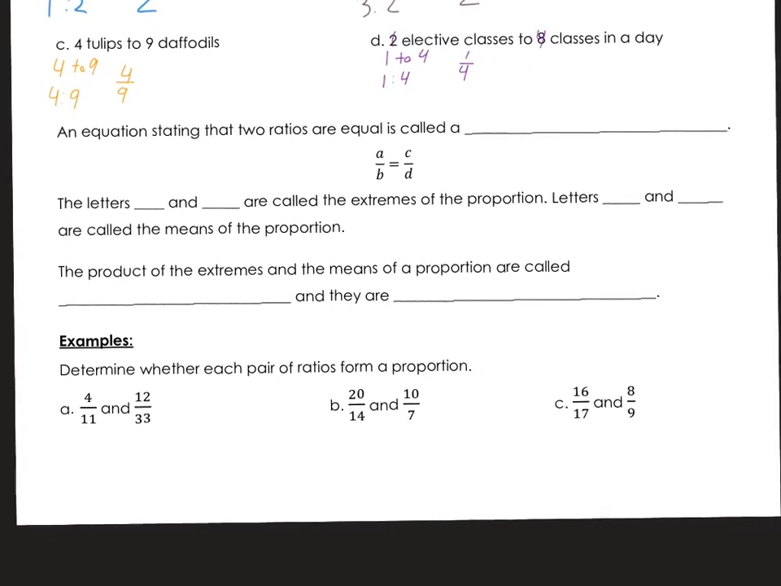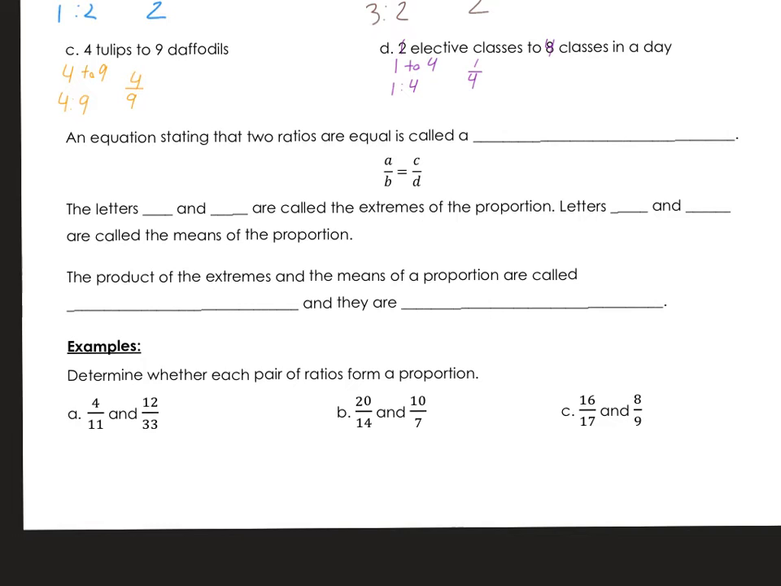All right, so an equation stating that 2 ratios are equal is what is known as a proportion. It usually takes the form of 2 fractions being set equal to each other. The ratio of A to B is equal to the ratio between C and D.